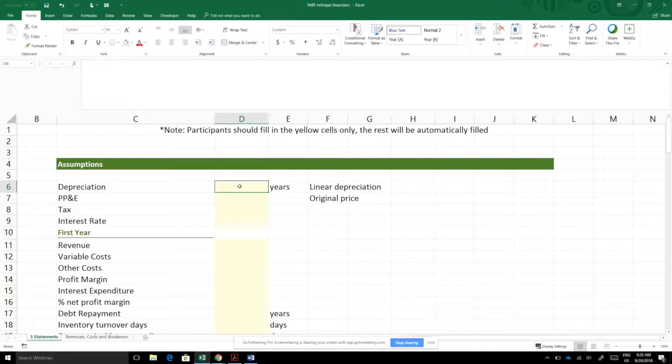PP&E is what I just said, the property, plant, and equipment. So if you have a car or any other equipment, you put there how much you paid. This is the tax rate that you're charged in your countries. This is the interest rate. And if you are thinking about getting a loan, then how much will you pay?